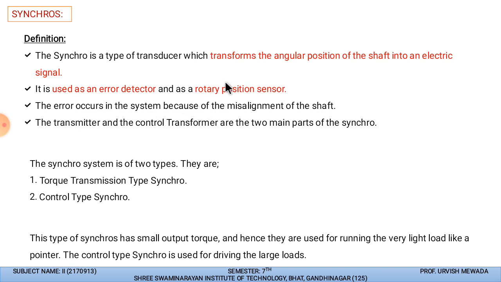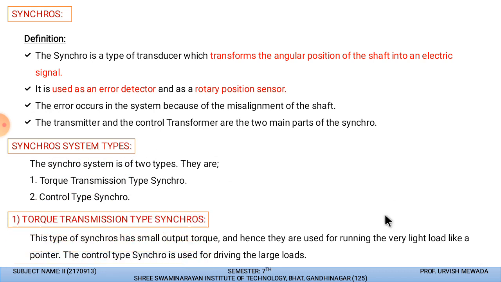So this transforms the angular position of the shaft into the electrical signal, and that can be measured in terms of electrical output. That's why the synchro is a transducer which transforms the angular position into the electrical output. Basically the transmitter and control transformer are the two main parts of the synchros. The synchro system has two types: first is the torque transmission type, and the second one is the control type.